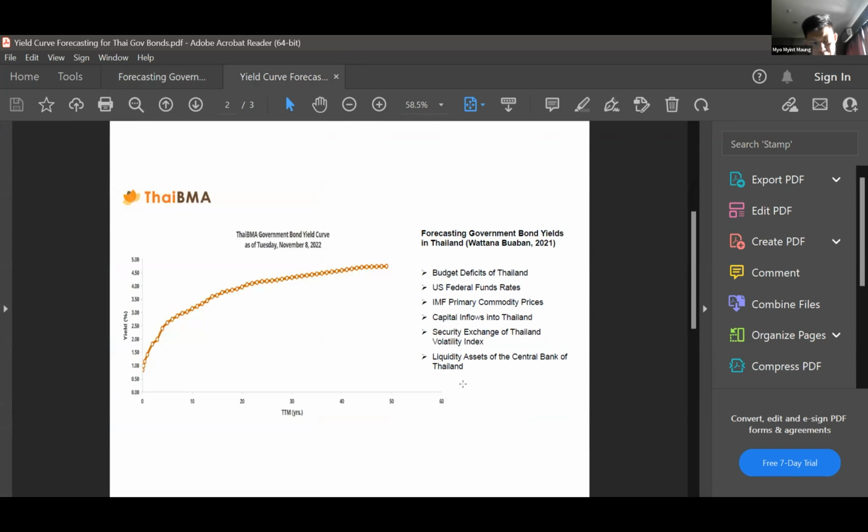According to my initial study of the papers and the dissertation, the forecasting of government bond yields in Thailand can be done using the following data. Our target data will be the government bond yield of Thailand.